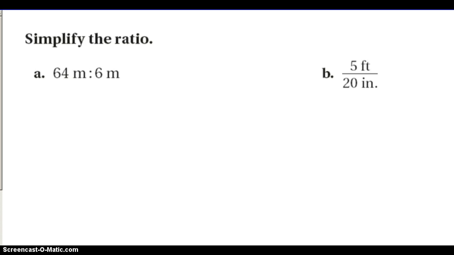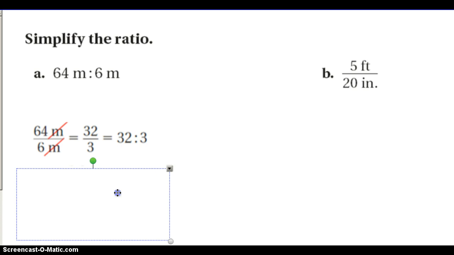On our next slide, I want you to take a second and just try to simplify them. It's extremely easy if the units are the same. So we're literally saying 64 over 6. Meters can cancel. We're saying 32 over 3. Can't simplify anymore. Or 32 is to 3. Both of these are acceptable. You do not need to write it both ways. I would probably just leave it as this on my test or quiz, but if you like writing it the other way better, you can.